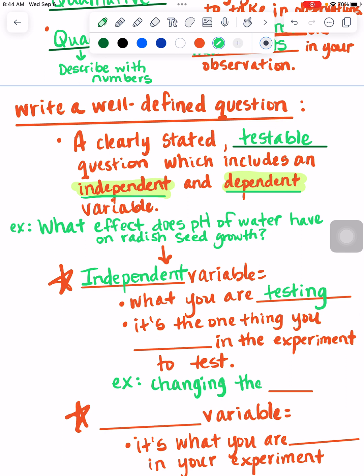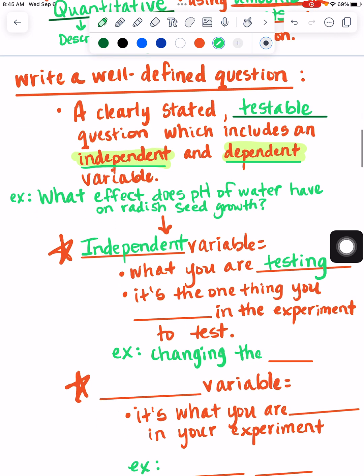So if our question is, what effect does pH of water have on radish seed growth? Are we testing the temperature? Does it say anything about temperature? No. We are testing the effect of what? And you can say it out loud. If I ask questions and notes, I do want you to respond out loud. So we are testing the pH of water. Okay, so that's what we're going to identify as our independent variable. It's what we're testing.